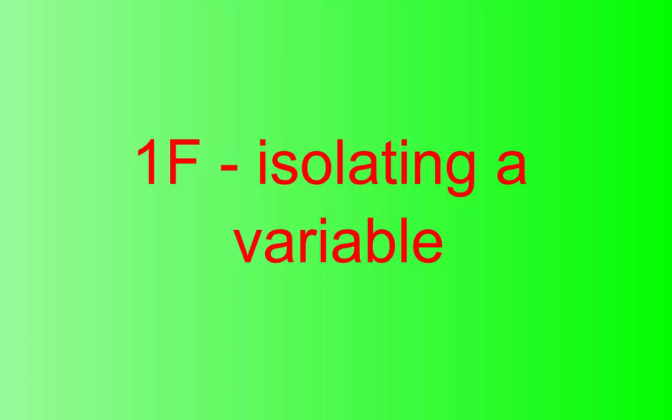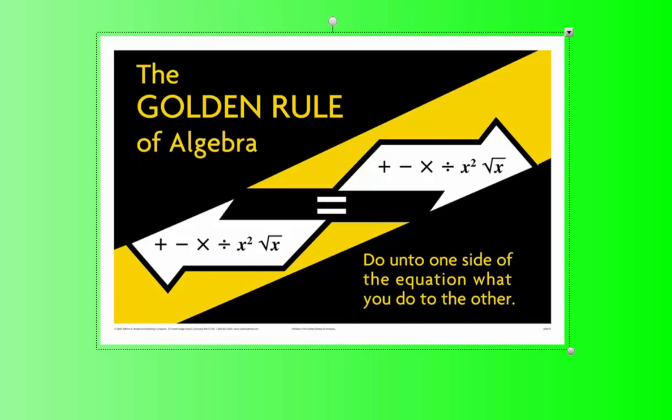Today we're going to be looking at learning target 1F, which is isolating a variable in an equation. Before we start looking at problems, I want to remind you of the golden rule of algebra, which states that whatever you do to one side of an equation, you must do to the other in order to keep the equation in balance.